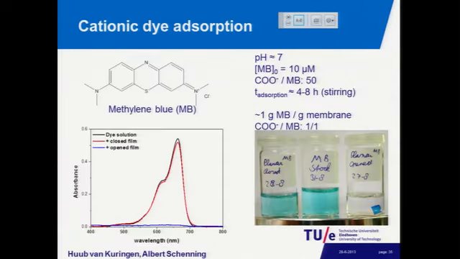Well, what can it be useful for? This is one of the applications that we are developing at this moment. It can very effectively absorb materials that you want to absorb. In this case, in the experiment, we have methylene blue. It's a little bit cationic, so it wants to go to these negative carboxylic acid groups inside.